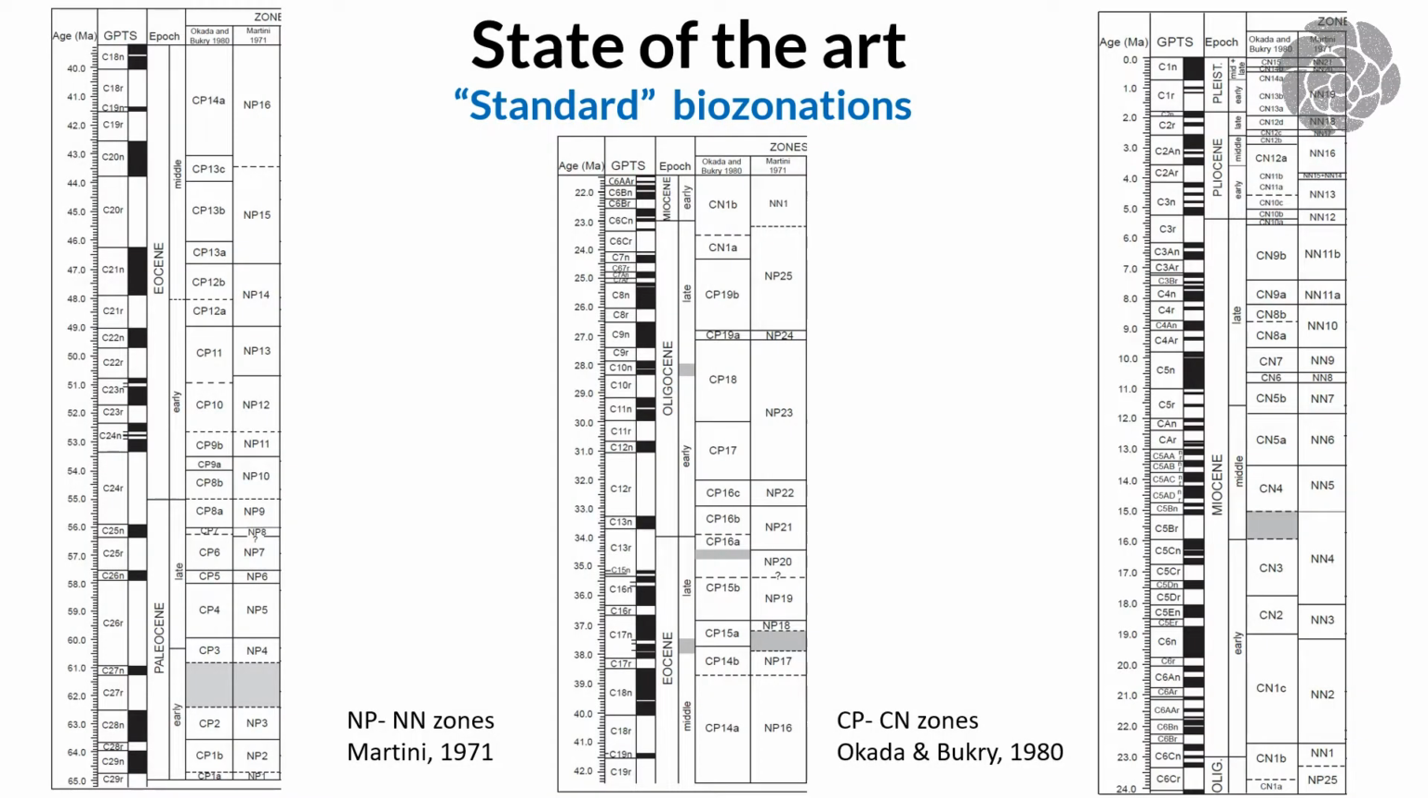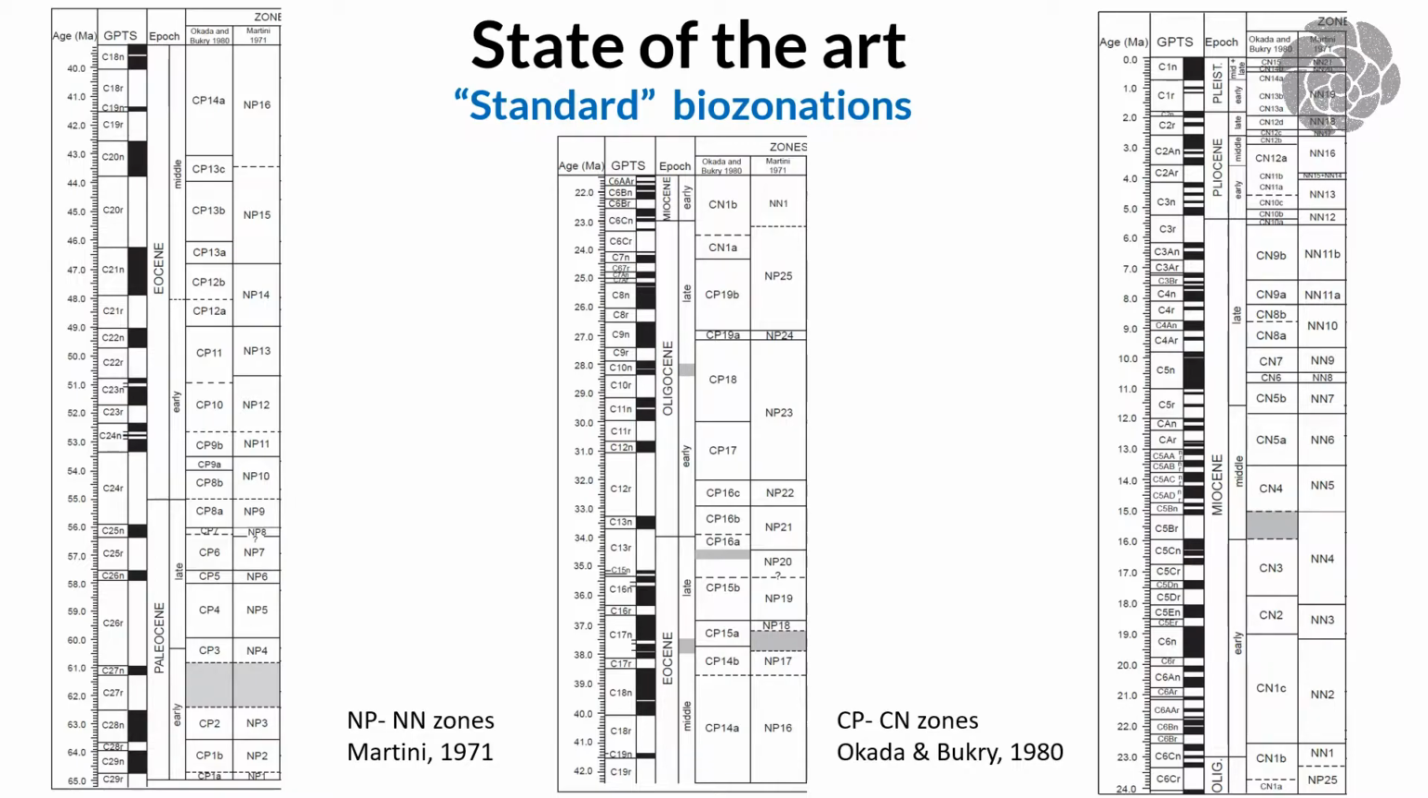And this is a slide I'm not going to detail because it would be a nightmare for everyone. It's just showing the two standard biozonations, the ones that I just mentioned, the Martini and the Okada-Bukry biozonations. And as you can see, they are able to subdivide the entire Cenozoic.